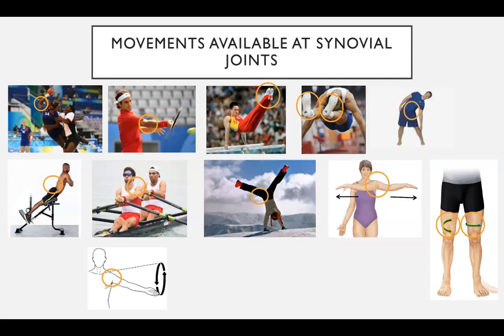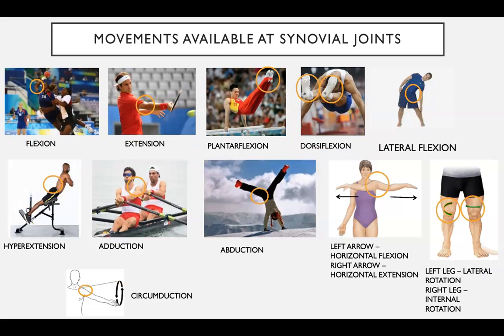Okay, pause this, and can you provide the movements available at each one of these joints? So we've got flexion, extension, plantar flexion, dorsiflexion, lateral flexion, hyperextension, adduction or horizontal flexion I would accept, abduction of the hip, horizontal flexion, horizontal extension, internal rotation, external rotation, finally circumduction.